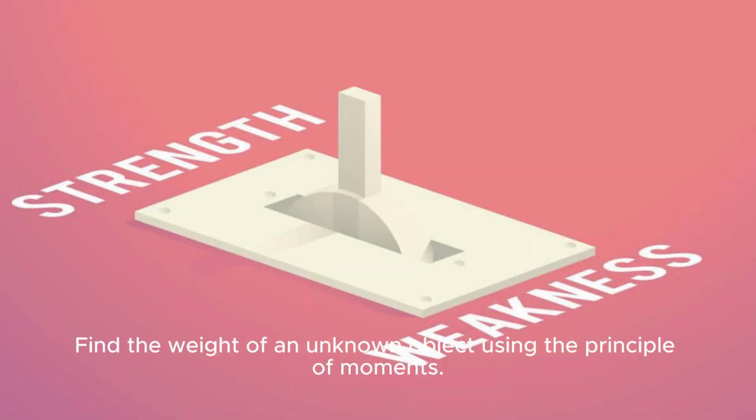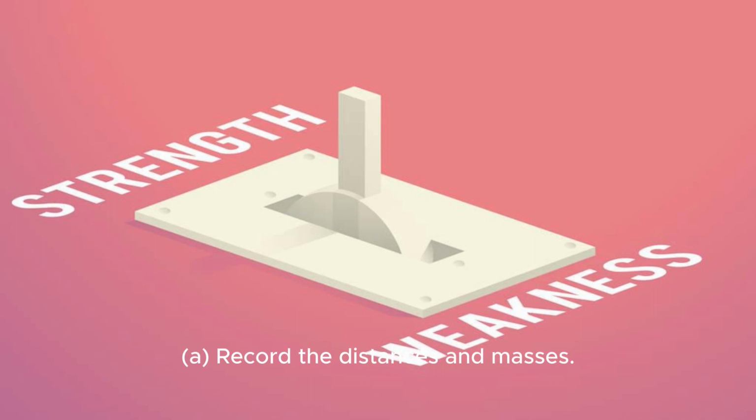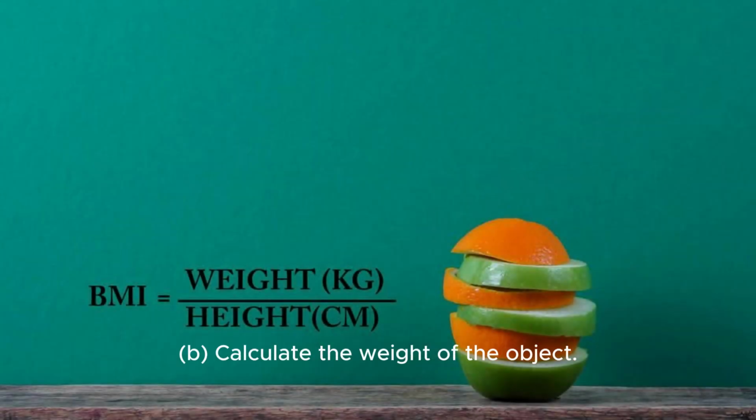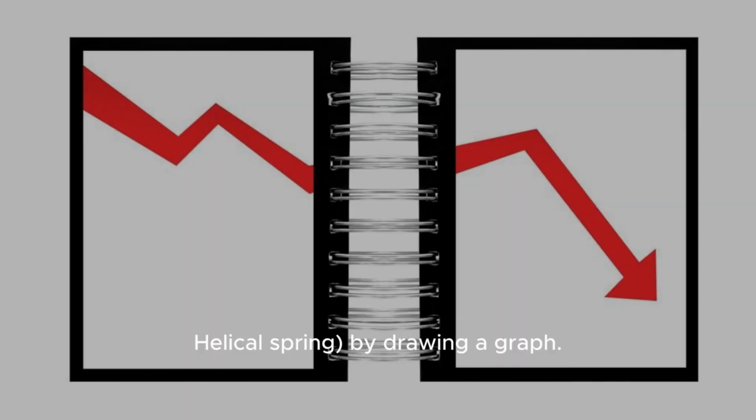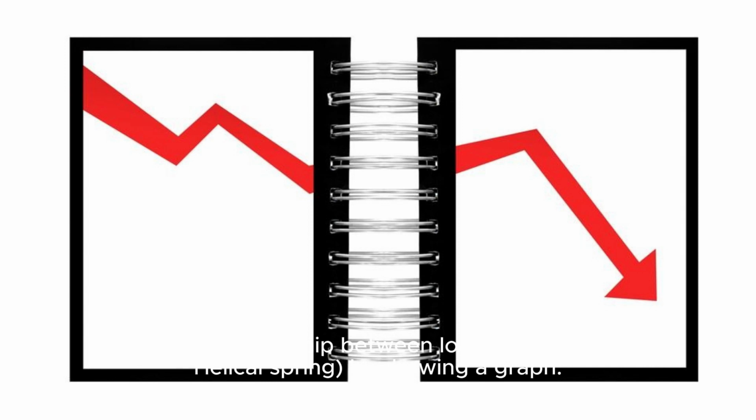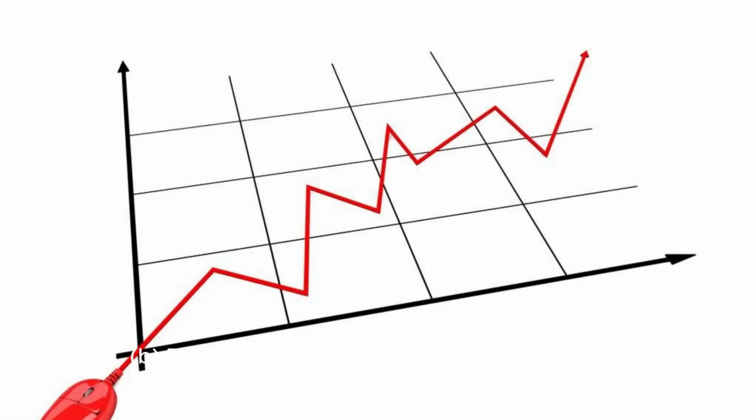Find the weight of an unknown object using the principle of moments. A. Record the distances and masses. B. Calculate the weight of the object. Study the relationship between load and extension of a helical spring by drawing a graph. A. Record the load and extension readings. B. Plot the graph and analyze the relationship.